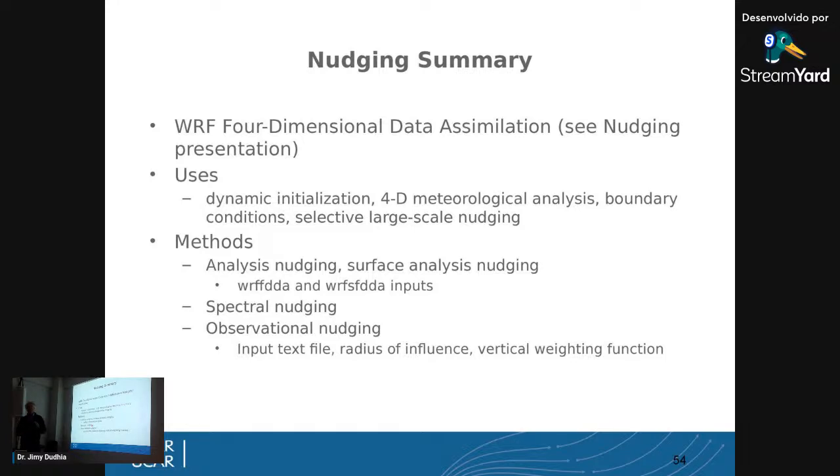Usually if you have a small domain, the model is well enough constrained by the boundary conditions, but if you have a continental sized domain, you may need to have nudging to keep things in the right phase. You only nudge when you have analyses that you nudge towards. You don't nudge if you're forcing the model with a GCM, for example.